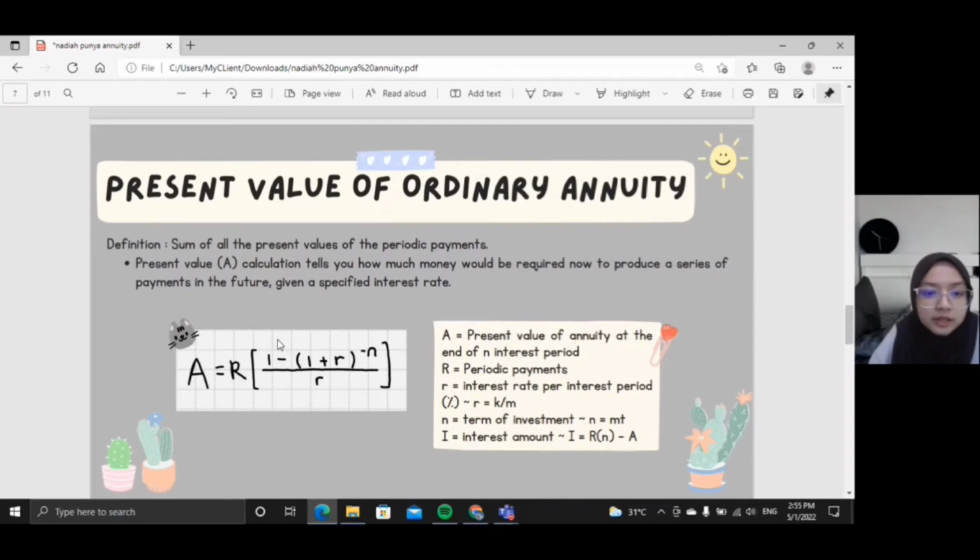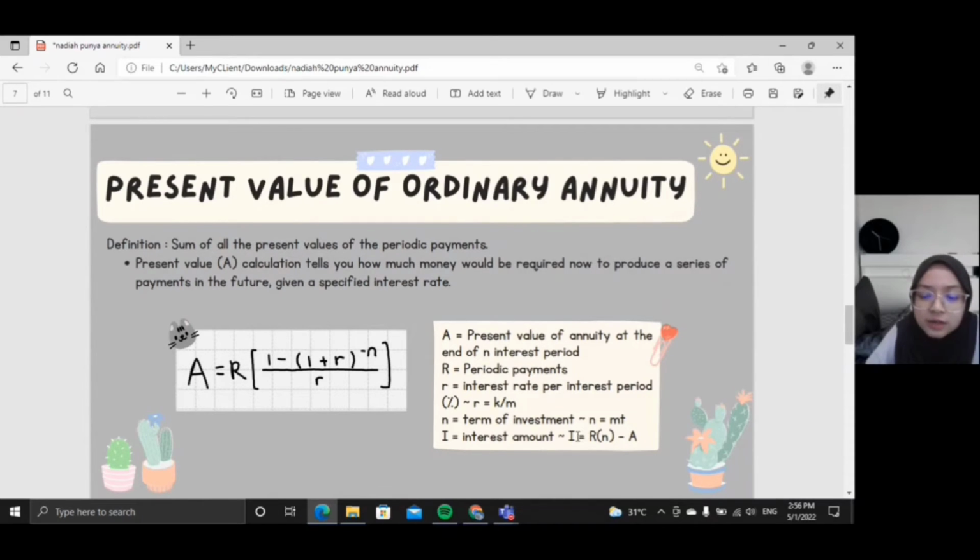So this is the formula: A equal to R times 1 minus 1 plus r to the power of negative N, over r. Okay, it's a little bit different from the future value. So what is A? A is the present value of the annuity at the end of an interest period. The capital R is the periodic payment. The small r is the interest rate, just the same as the future value. And the N is also the same. And the I, here is the difference, also the difference between present and future value.